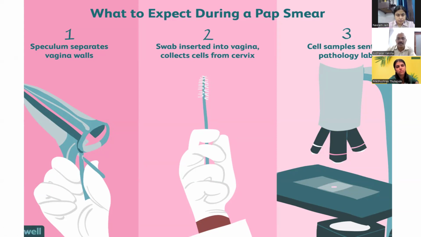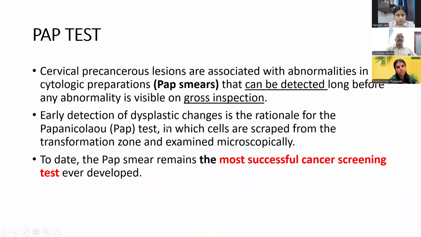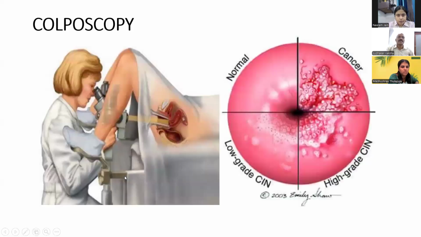If there is any abnormality like HSIL or LSIL, then we will go for colposcopy and cervix biopsy. So the pap smear test involves scraping of the cells from the transformation zone and examining them under the microscope. This is the most successful cancer screening test ever developed, the pap smear test.